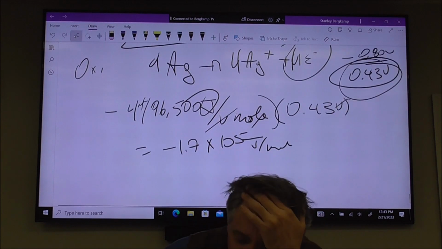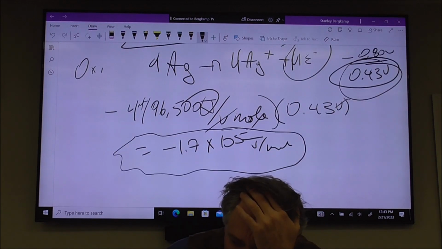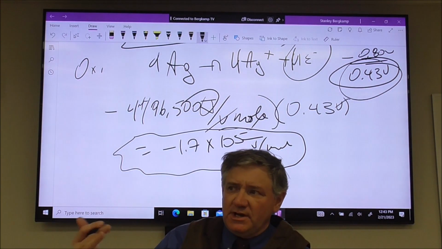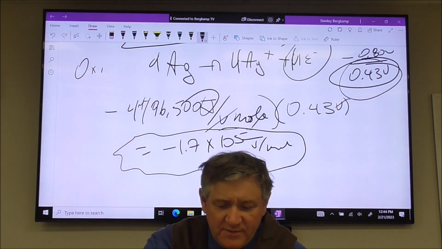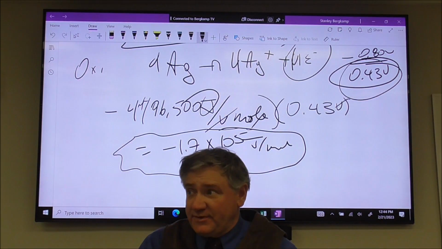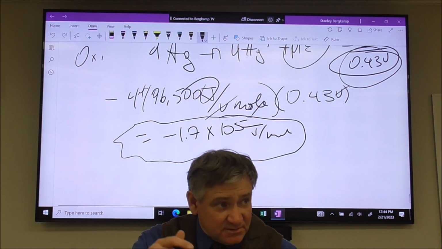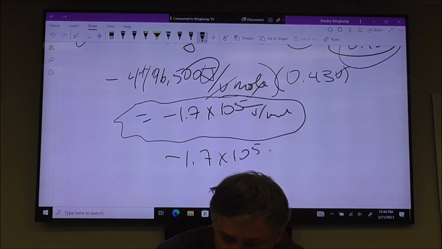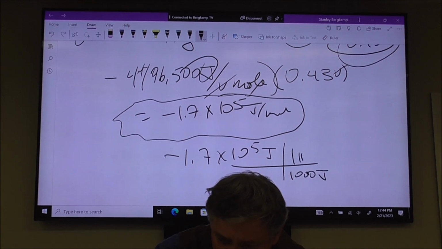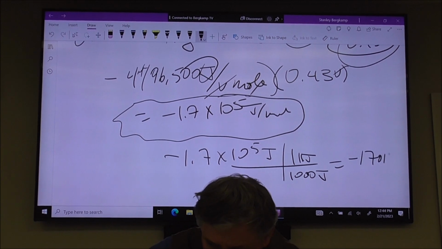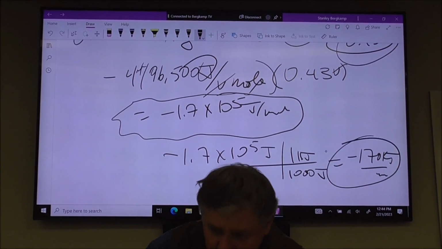Now, if you don't like big exponents, because typically these are pretty big numbers, you can either work in joules, or a lot of times you'll see this expressed in kilojoules. Remember there's 1,000 joules in a kilojoule, so if you take negative 1.7 times 10 to the 5th joules and divide by 1,000, you get negative 170 kilojoules per mole.